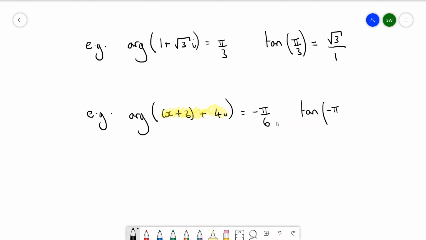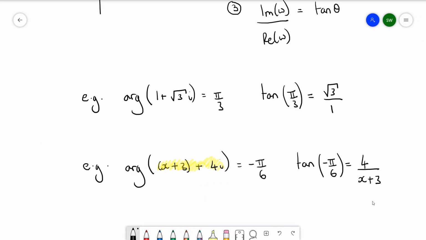So if we do tan of that argument, minus pi over 6, you're going to get the imaginary part of the complex number. The imaginary part of that yellow complex number is 4, divided by the real part, which is x plus 3. So as we move forward, bear this equation in mind because it's very useful.